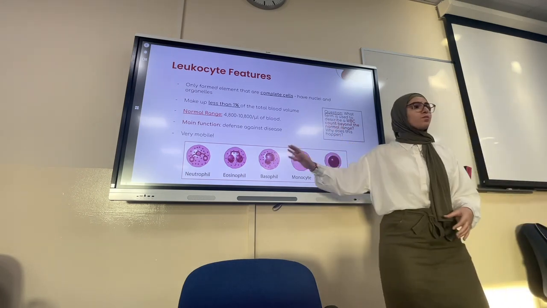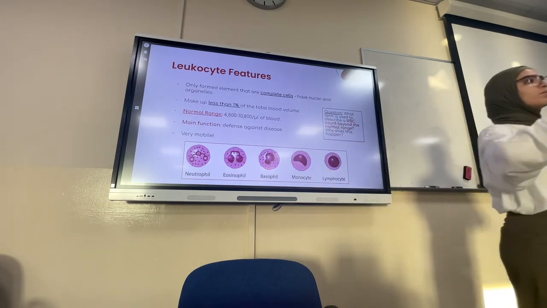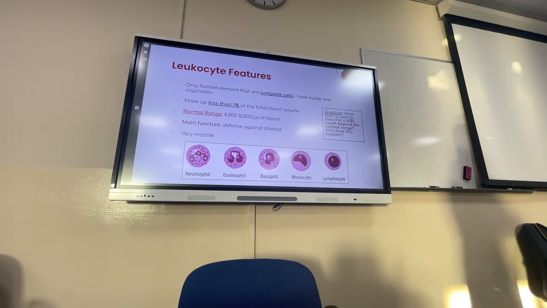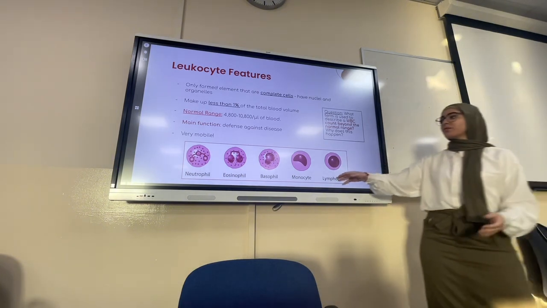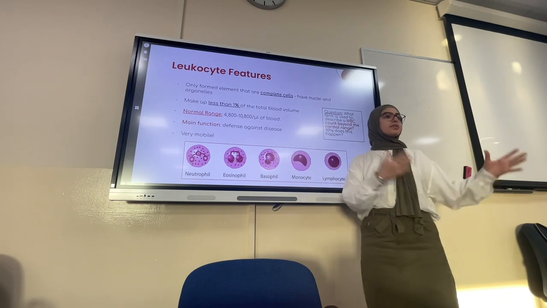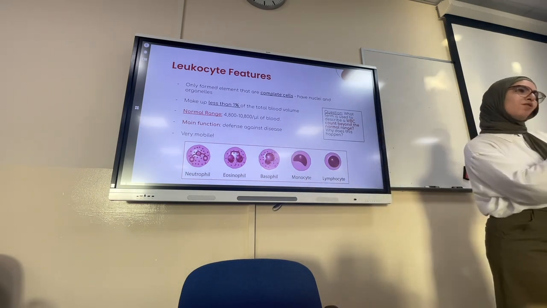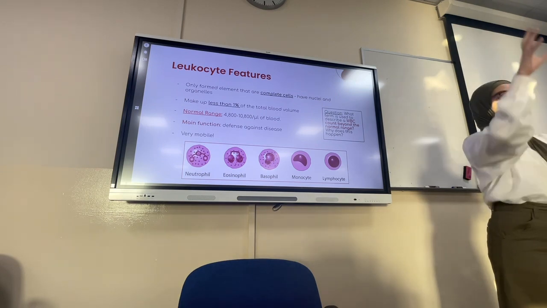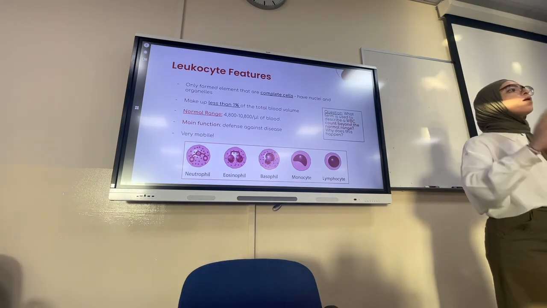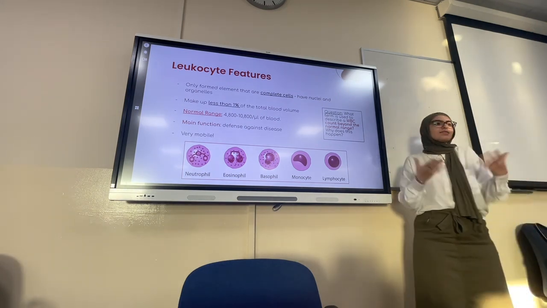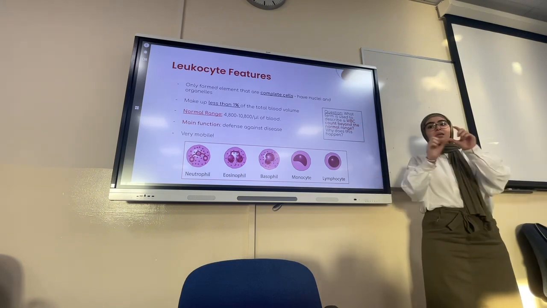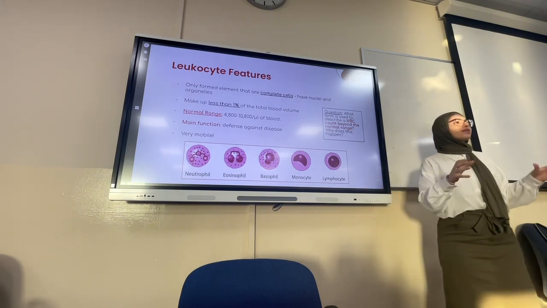Now it makes up less than 1%. Which part is it when we do centrifugation? Puffy coat. Exactly. And the normal range is between 4,800 to 10,800 microliters. Usually they'll give you a table with the different measurements and normal ranges, which will aid you. But have an overview just in case a question comes up, gives you the abnormal, and you'd have to guess where it is.